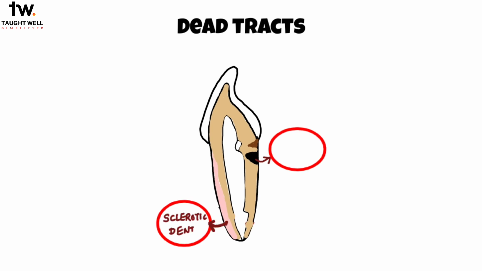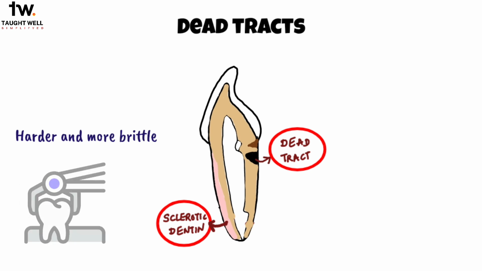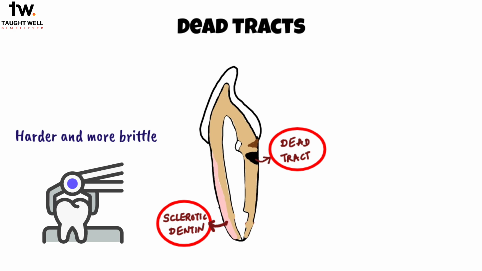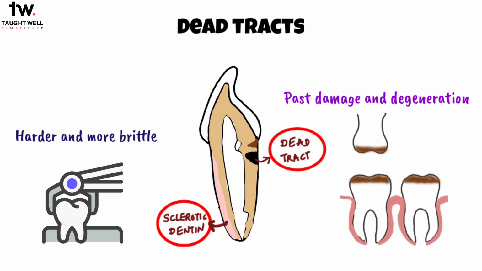Both sclerotic dentin and dead tracts impact dental health and treatments. Sclerotic dentin, while protective, makes the teeth harder and more brittle, posing challenges during extractions. Dead tracts, on the other hand, indicate areas of past damage and degeneration, often associated with wear or decay.